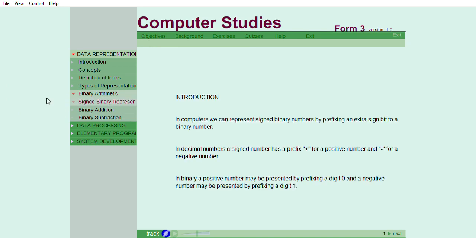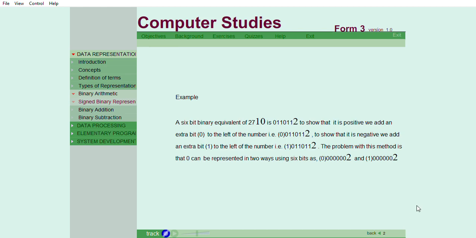In computers, we can represent signed binary numbers by prefixing an extra sign bit to a binary number. In decimal numbers, a signed number has a prefix of positive for a positive number and negative for a negative number. In binary, a positive number may be presented by prefixing a digit 0, and a negative number may be presented by prefixing a digit 1. For example, a 6-bit binary equivalent of 27 to the base of 10 is 011011 to the base of 2.